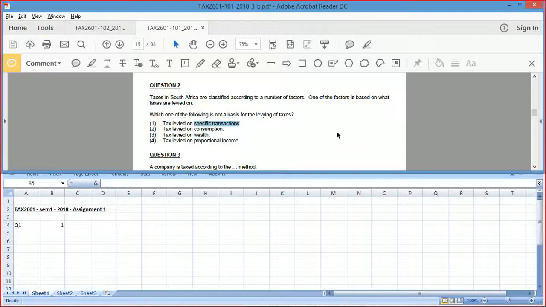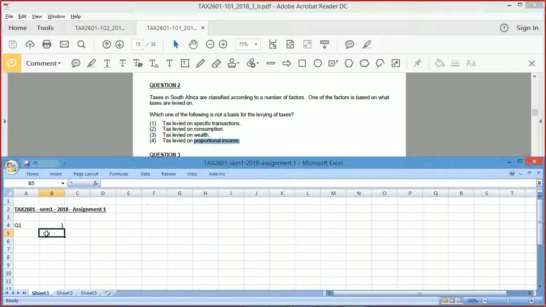If you're buying goods, will there be VAT? Yes. If you've got a big estate, which is wealth, would there be tax? Yes. Okay, tax levied on proportional income. What is proportional income? That makes no sense. You see which one's wrong? Proportional income means a portion of income. That's very strange. That wouldn't be a basis. SARS doesn't tax a proportion of your income. SARS taxes your income.